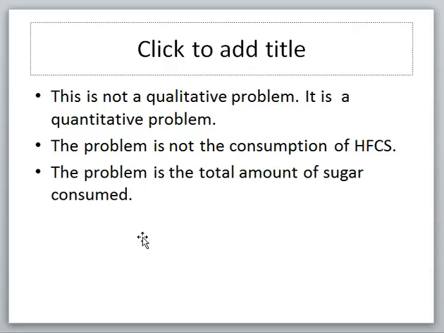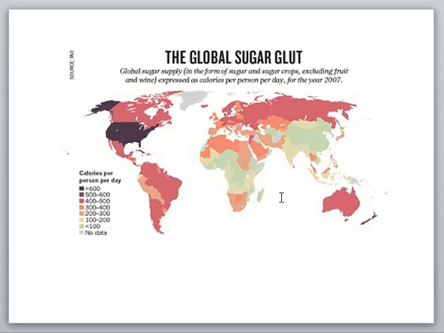So this problem of relating sugar to obesity is not a qualitative problem. That is, high fructose corn syrup is not really the villain in this case. It's not the fact that we're consuming this material that is synthetically produced. It's a quantitative problem. It's the amount of these sugars that we are consuming, whether it is high fructose corn syrup or whether it is sucrose, table sugar. The problem is not the consumption of high fructose corn syrup. The problem is the total amount of sugar consumed.